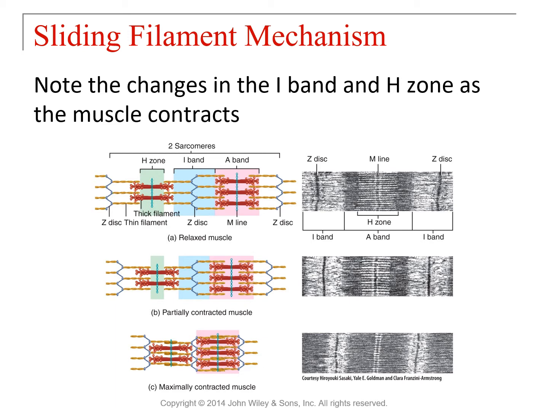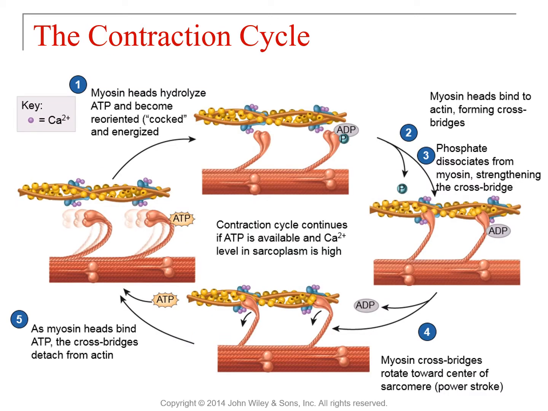I also want you to notice that the I bands have also contracted down really short. And again, the reason why is because there's simply a greater amount of overlap between thick and thin filaments. So the I band and the H zone are going to change as the muscle contracts. We're going to take another look at the contraction cycle here. I realize that you've seen this on the video, but there are some things that I wanted to emphasize that the video didn't. So we're going to take a look at this step by step.